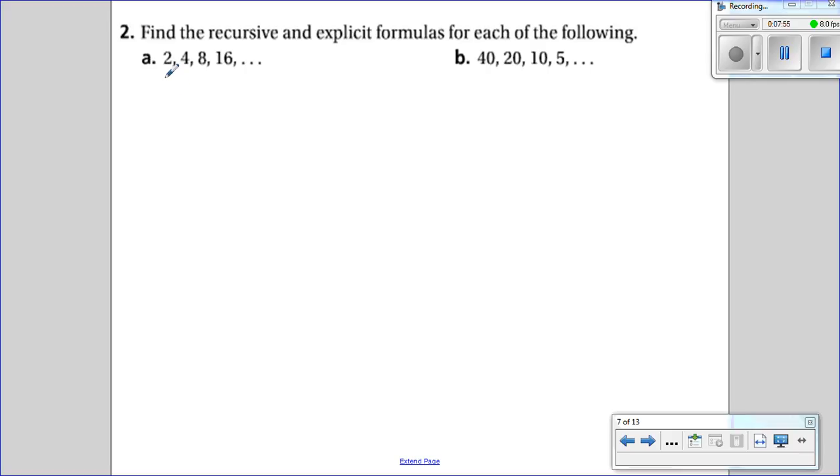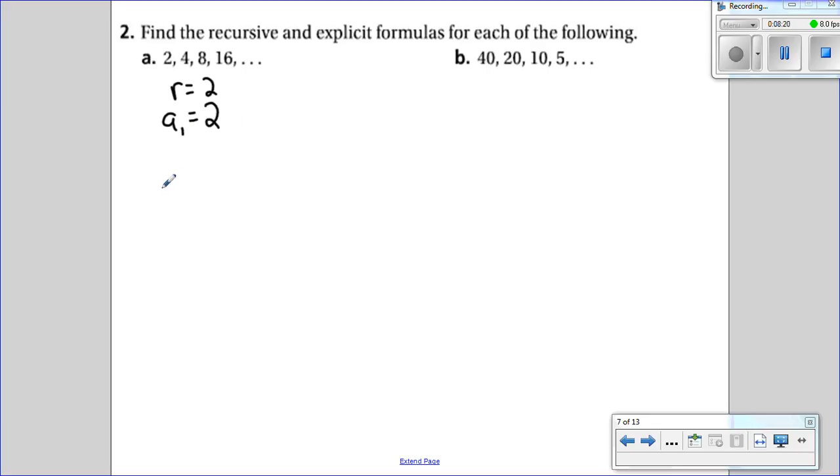Find the recursive and explicit formulas for each of the following. So what do we multiply by to go from 2 to 4? We multiply by 2. To go from 4 to 8, multiply by 2. 8 to 16, multiply by 2. So our ratio is 2. And our first value, our initial value, is 2 here. So our ratio is 2 and our initial value is 2.